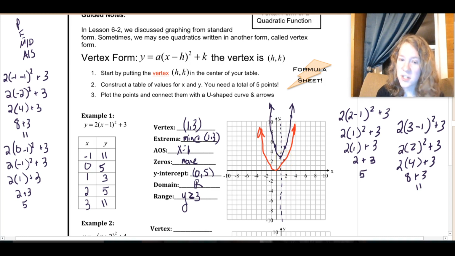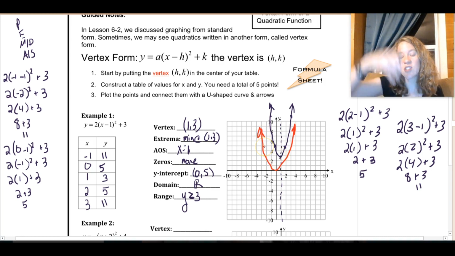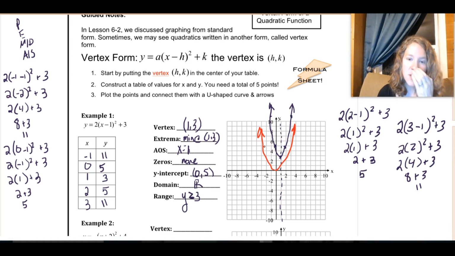Okay, so this function has been shifted to the right 1 because I subtracted 1 inside parentheses. It's been shifted up 3, so I went over, up 3 to put it up at 1, 3 as a vertex. And it's taller and skinnier than your parent function. That's because it's had that vertical stretch of 2. So those transformations, you can really see how they might be another tool to help you check your work as you go.